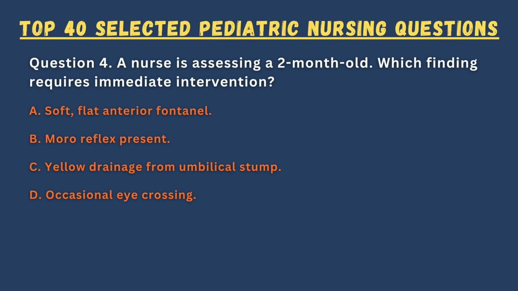Question 4. A nurse is assessing a 2-month-old. Which finding requires immediate intervention? A. Soft, flat anterior fontanelle. B. Moro reflex present. C. Yellow drainage from umbilical stump. D. Occasional eye crossing.